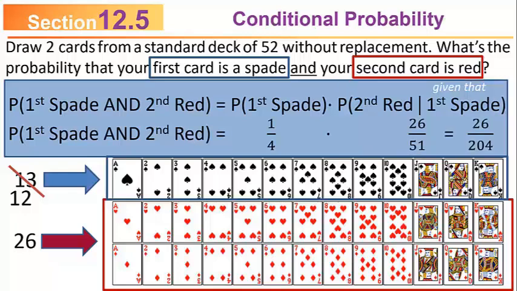And if you multiply 1 times 26 and 4 times 51, you'll get 26 over 204. And as I said, you could have left that 1/4 as 13/52. You did not have to simplify it, but it's nicer if you notice those sorts of things, I believe. So the answer will be 13 over 102 if you simplify it as much as you can. WebAssign doesn't really care if you simplify fractions, but if you want to, you can.